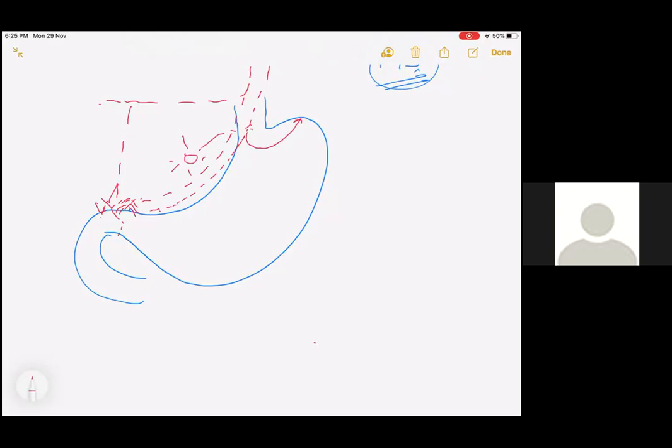Now you see both of them, actually now I'm showing you the parietal branches. Both of them give off parietal branches which supply the parietal cells which produce acid. This is from the posterior one.